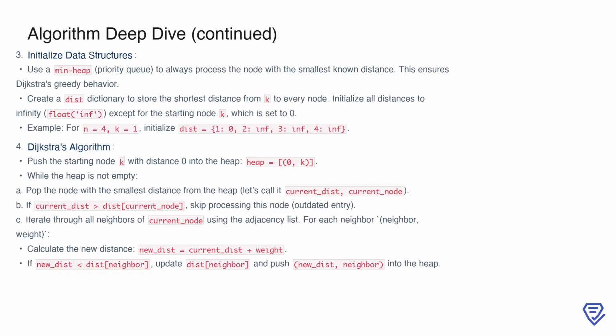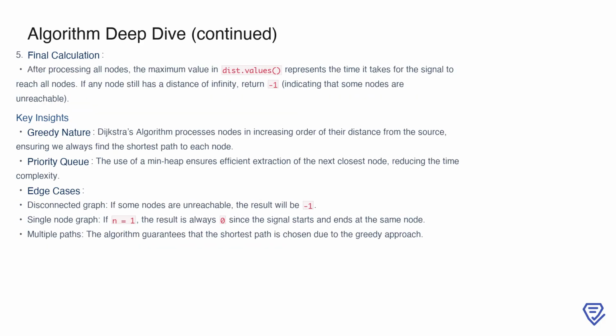to mark it as the first node to process. The main steps of Dijkstra's algorithm involve repeatedly extracting the node with the smallest distance from the heap. For each node, we check its neighbors in the adjacency list. If traveling to a neighbor results in a shorter distance than previously recorded, we update the distance and push the neighbor into the heap. This ensures that the shortest paths are calculated incrementally as we process nodes in order of increasing distance. Once all nodes have been processed, the longest distance in our dist dictionary represents the time it takes for the signal to reach every node.